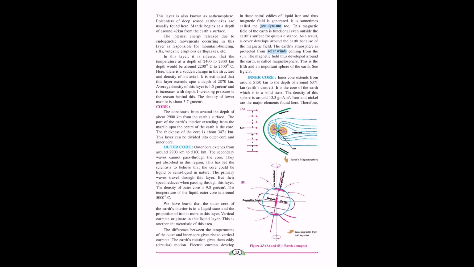So children, we come to know that in this layer the temperature is about 2200 degrees Celsius to 2500 degrees Celsius, and as you move towards the depth, it goes on increasing. The increasing pressure is the reason behind this. So children, this is all about the mantle.